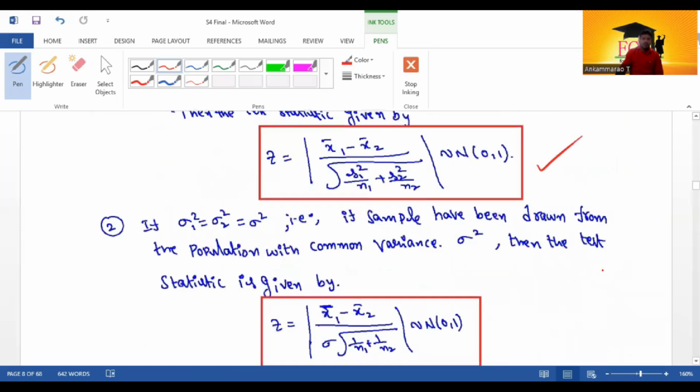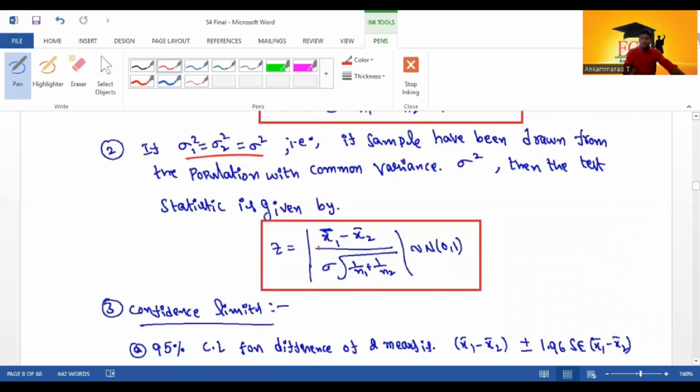Next, in case sigma 1 square equal to sigma 2 square equal to sigma square, then the test statistic becomes modulus of x1 bar minus x2 bar by sigma into under root of 1 by n1 plus 1 by n2. Sigma square is common, so sigma square comes out, root square cancels, and sigma comes outside.